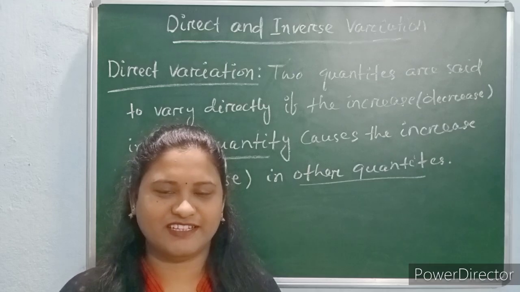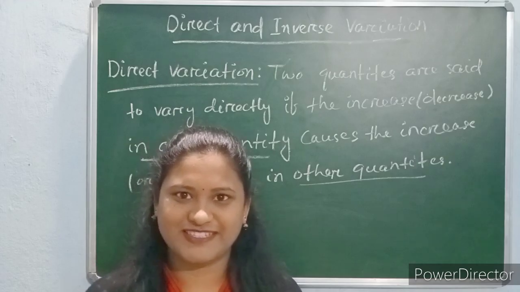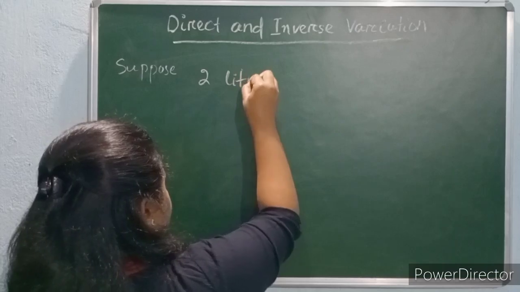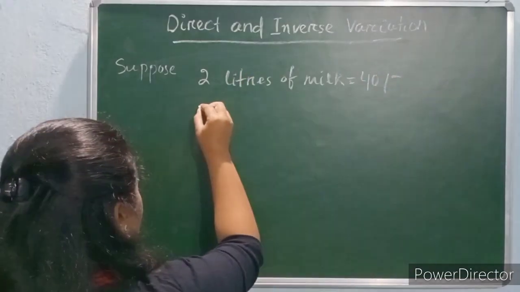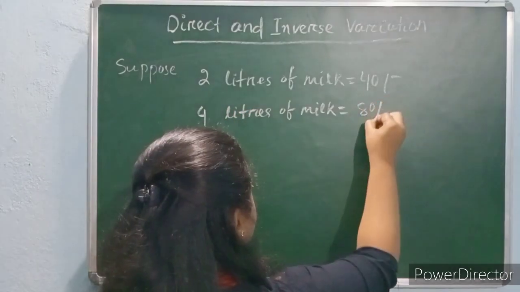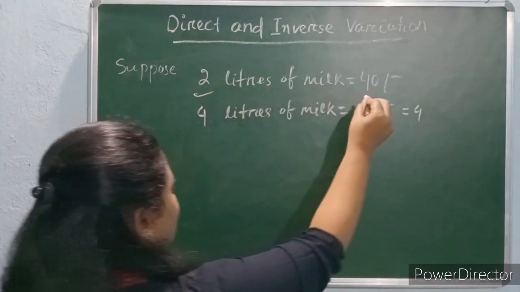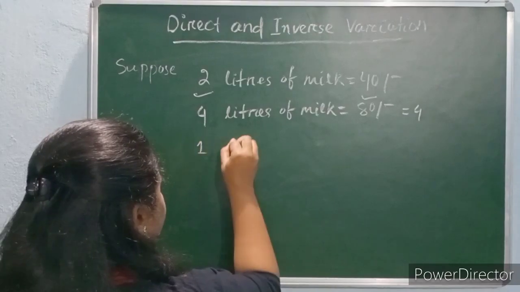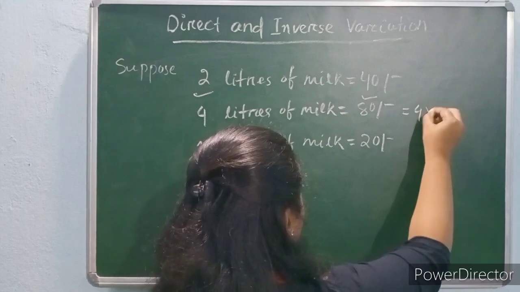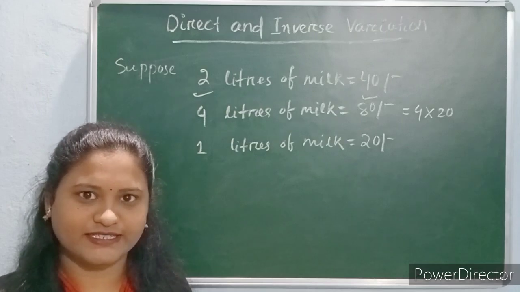Friends, now we will check how to determine direct variation mathematically. Suppose 2 liters of milk equal 40 rupees, and similarly 4 liters of milk equal 80 rupees. How do we find this? We know that if 2 liters of milk equal 40 rupees, then 1 liter of milk will be 20 rupees. So 4 into 20 equals 80 rupees. This is easy.